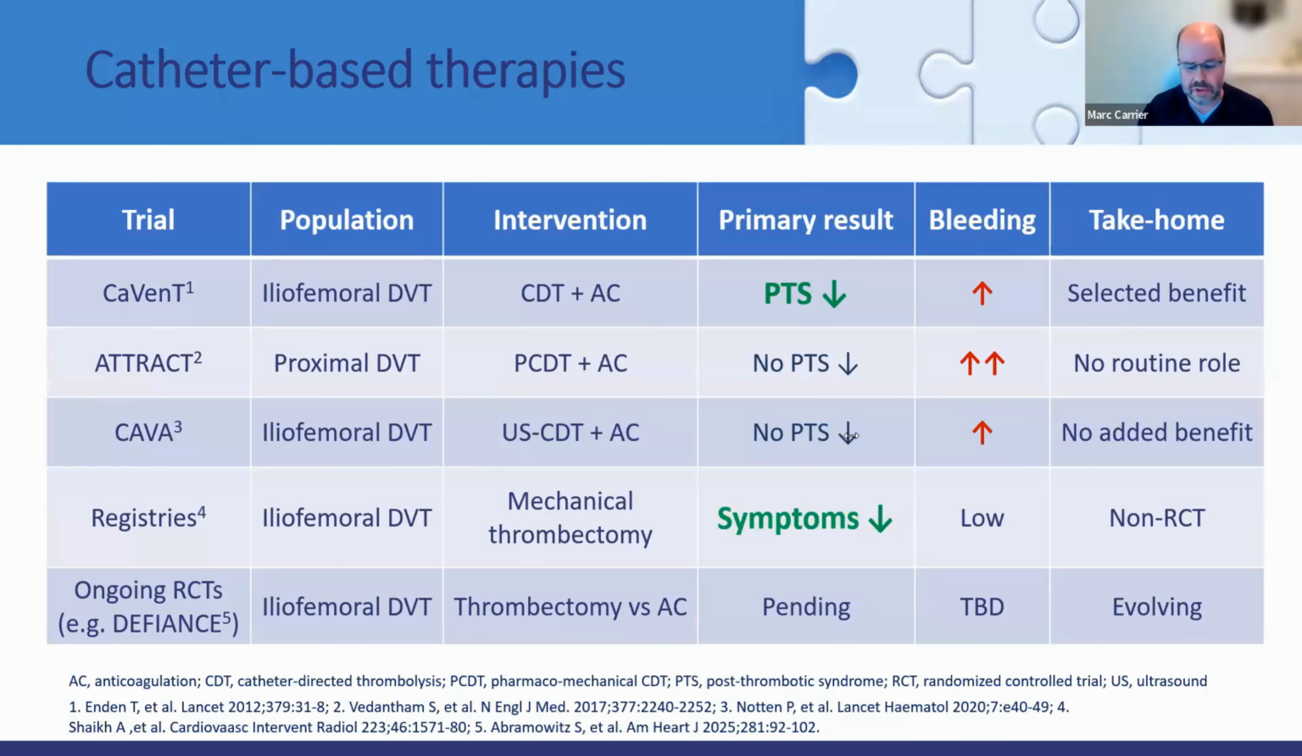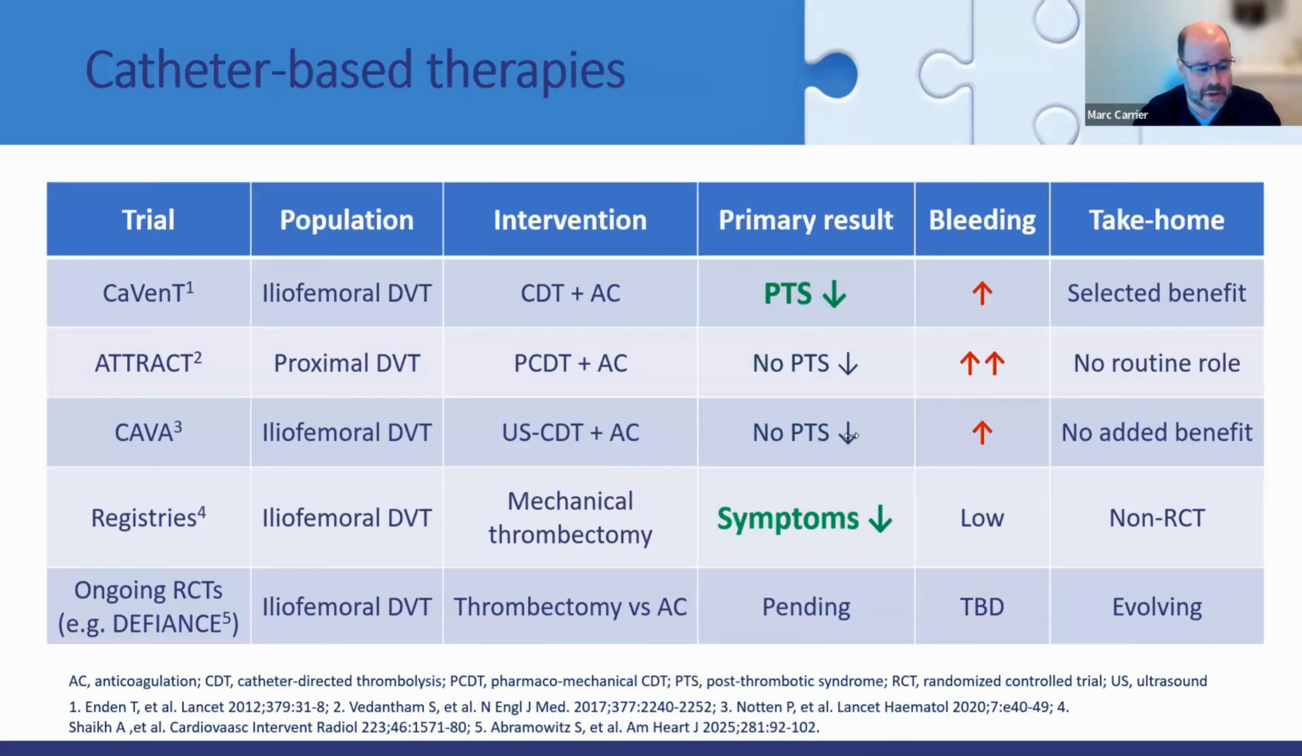And the CAVA is the smallest of the studies, 180 patients, iliofemoral, and they used ultrasound-accelerated CDT compared to anticoagulation. It showed no difference after 1 year in PTS, and a slightly increased risk in major bleeding.